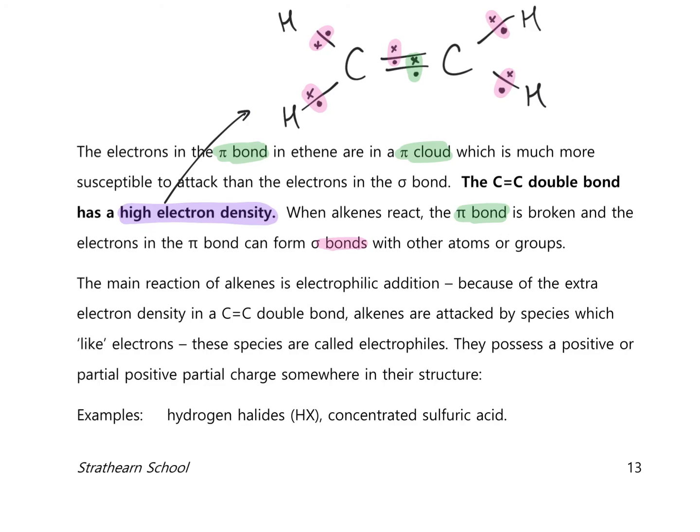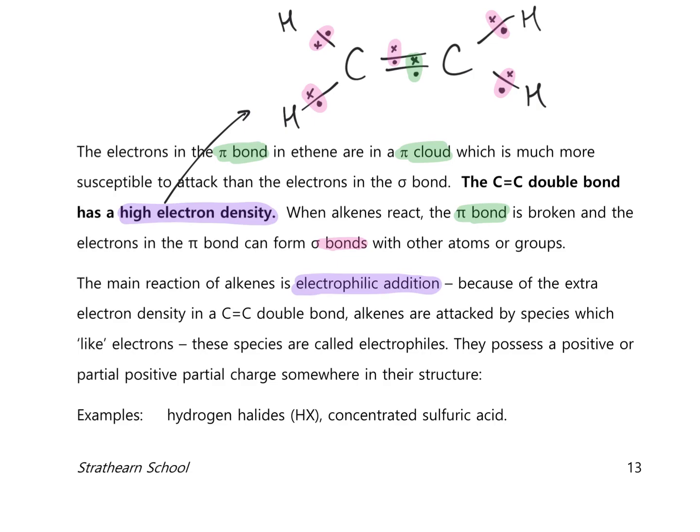And what that means is that the main reaction of alkenes is something called electrophilic addition. So it's different from the reaction that we looked at with alkanes. That was a substitution reaction where one atom or group is substituted by another. But this is addition, so we're actually adding on atoms or groups of atoms. Electrophilic simply means a species that likes electrons as such. It's an electron-loving species or molecule. Electro means electrons, philic means to like or to love.